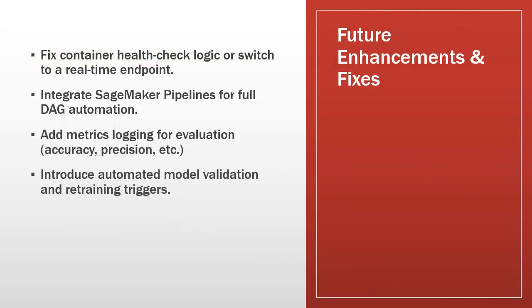So for the future enhancement, looking ahead, we plan to fix the /ping health check issue or switch to real-time endpoints. We also aim to build a full SageMaker pipeline for DAG-based automation. Further improvements include logging evaluation metrics, setting validation triggers, and enabling auto retraining when data shifts.